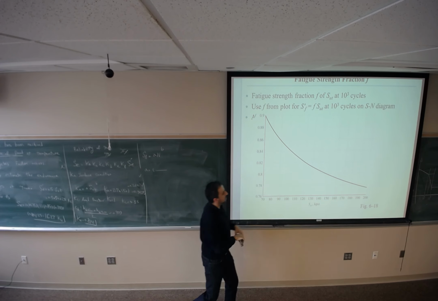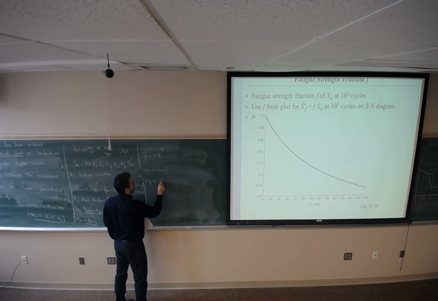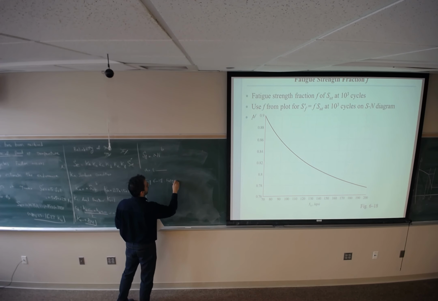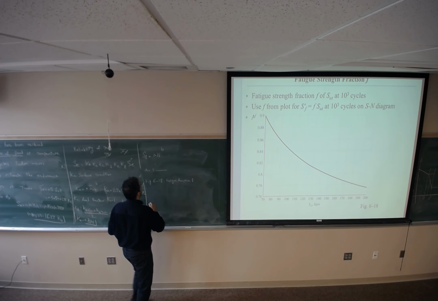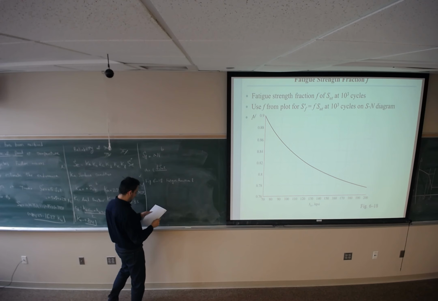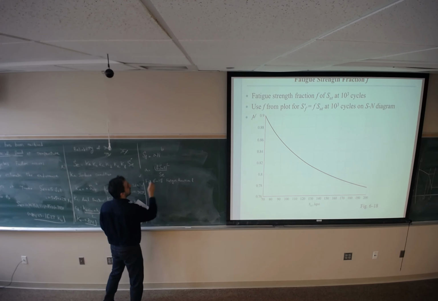Table of figure 6-18. Fatigue fraction F. So F times S ultimate is squared, divided by SE, not S prime E, SE.